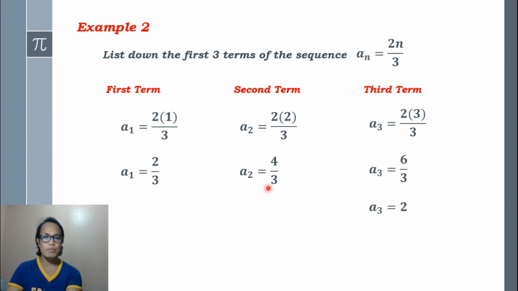This is the first term, second term, and third term. So that sequence would be 2 over 3, 4 over 3, and 2. These are now the first three terms of this given sequence.